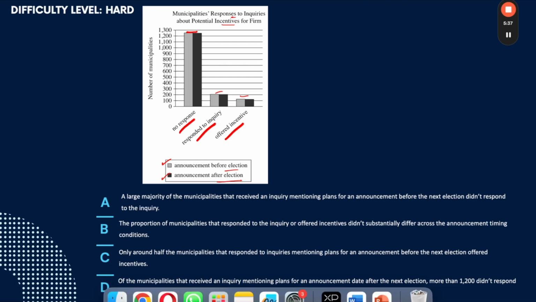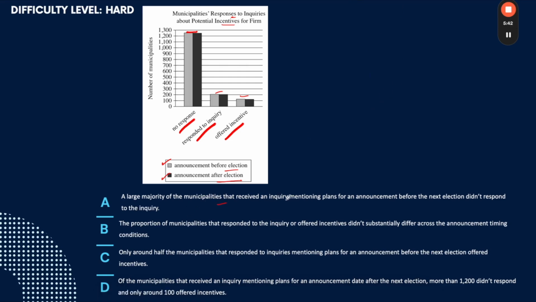Option A says a large majority of the municipalities that received an inquiry mentioning plans for an announcement before the next election didn't respond to the inquiry. Okay. Now, what is this option really saying? This option talks about a lack of response from the municipalities when the announcement was planned before the election, right? Which is helpful. This looks like the timing didn't matter, but it focuses only on a lack of response and doesn't compare it to the situation where the announcement was after the election.